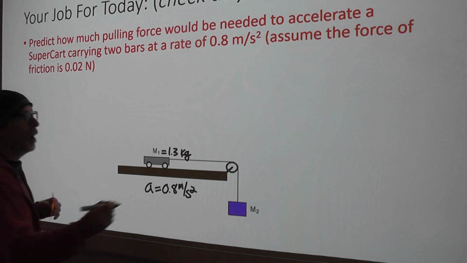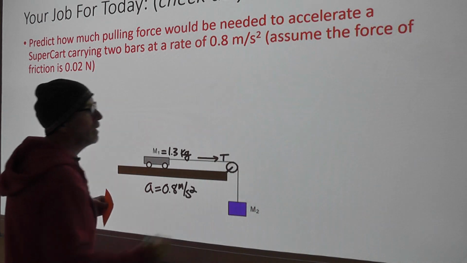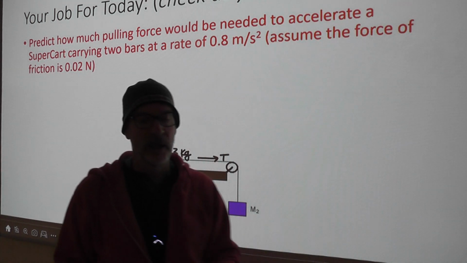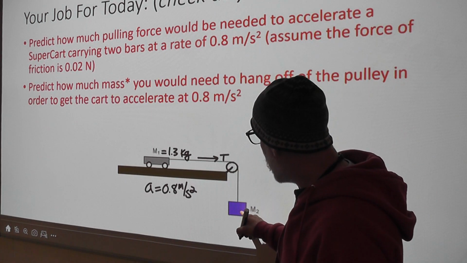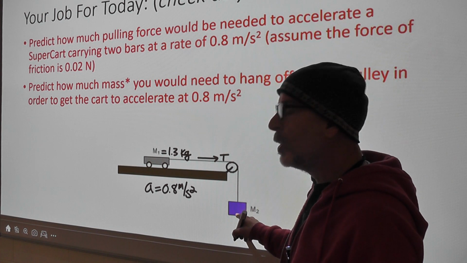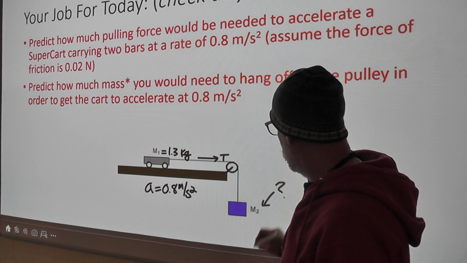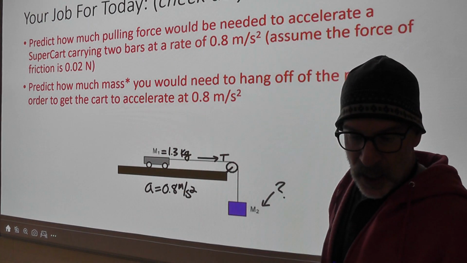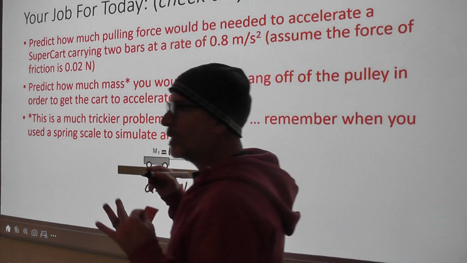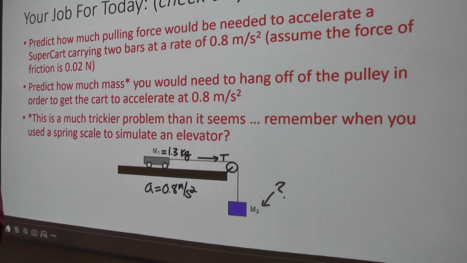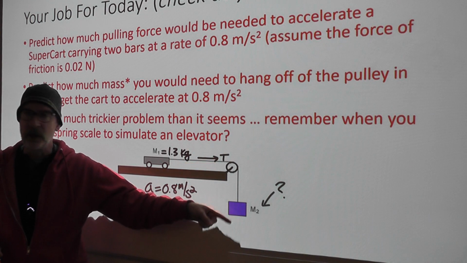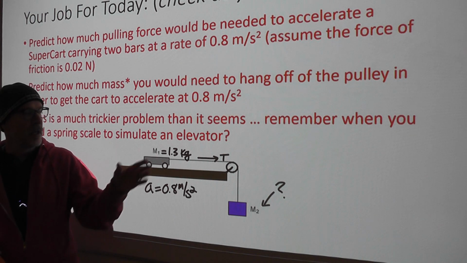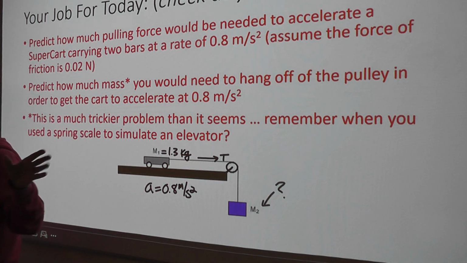One is, how hard will we need to pull in the direction of its acceleration? And how much mass would we need to hang over a pulley in order to get it to accelerate at that rate? And this is a little tricky because what many of you will arrive at is that, well, if we know this pulling force, then we can figure out the weight here, and then we can use that to figure out the mass. But it's not as easy as just saying the pulling force and the weight have to be the same, because that won't work.